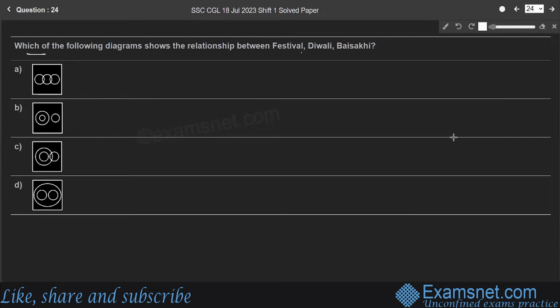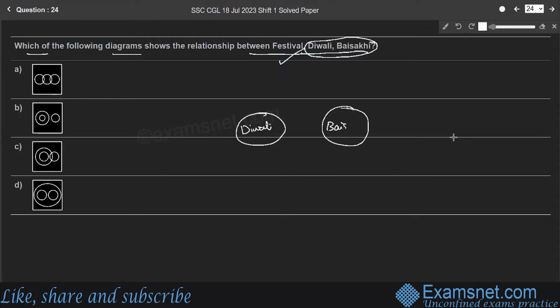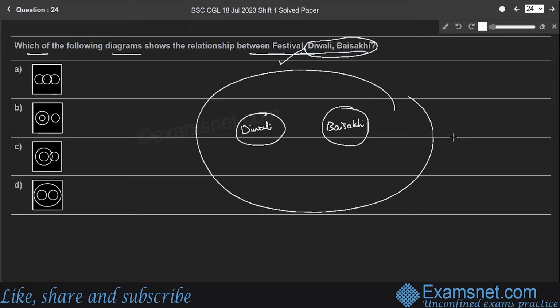Question 24. Which of the following diagrams shows the relationship between festival Diwali and Baisakhi? Here, students, Baisakhi and Diwali are two different festivals. So they come under the same category, festival. Both these festivals come under the same category of festivals.